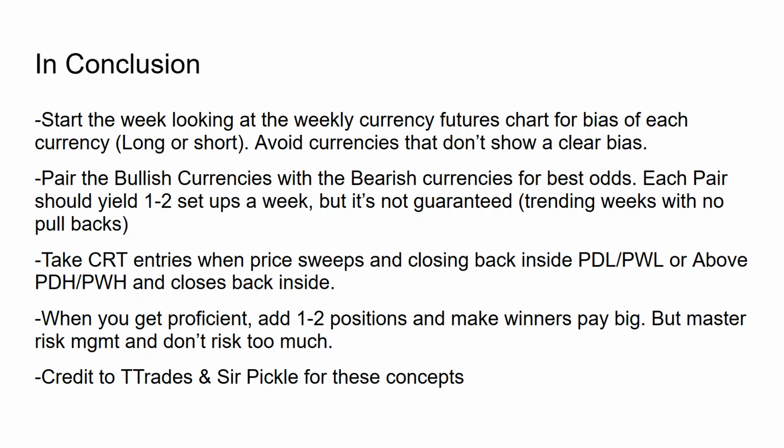If it doesn't do that, at a bare minimum, you should at least expect the equal high or equal low if it hits the prior day high or prior day low. Sometimes it won't always sweep below it and close back inside. It'll just tap it. But those are your main trading levels that you want to look for: prior day or prior week highs and lows in line with your bias. When you get proficient, obviously you can add 1 to 2 positions to make your winners pay big. But always remember, it's risk management that gets us paid. It's not trading, okay? And don't risk too much.